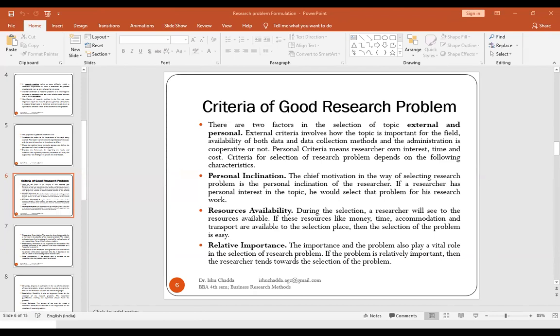The second one is resource availability. During the selection, a researcher will look at the resources available. Resources like money, time, accommodation, and transport must be available at the selected place. Then the selection of the problem is very easy. See, before COVID, we had to go to the market to pursue the research. So there must be some time, we must have some accommodation to live, and transportation facility must be properly available to us.